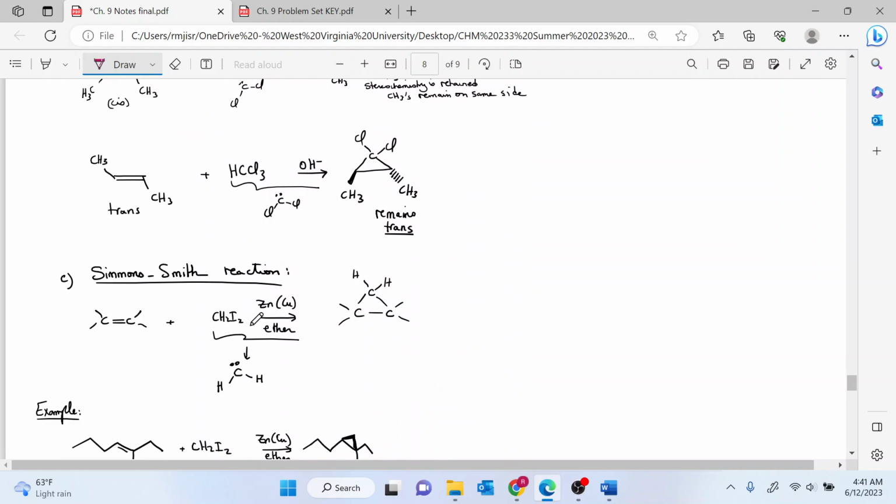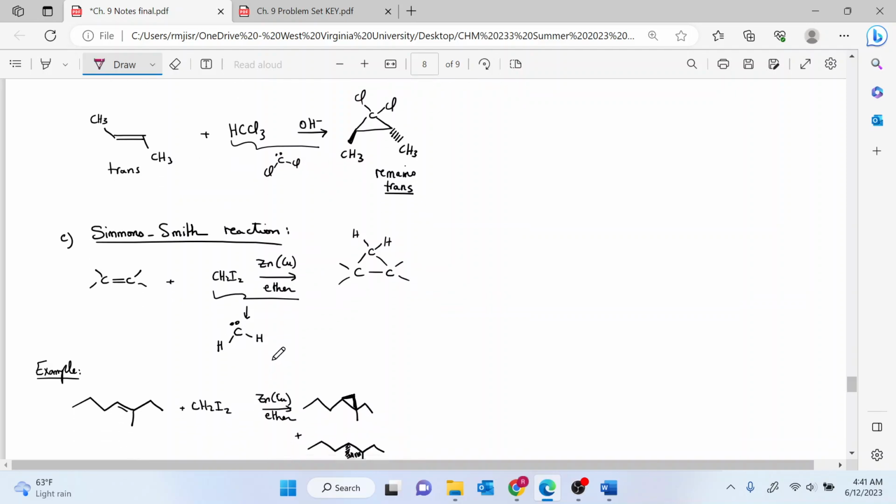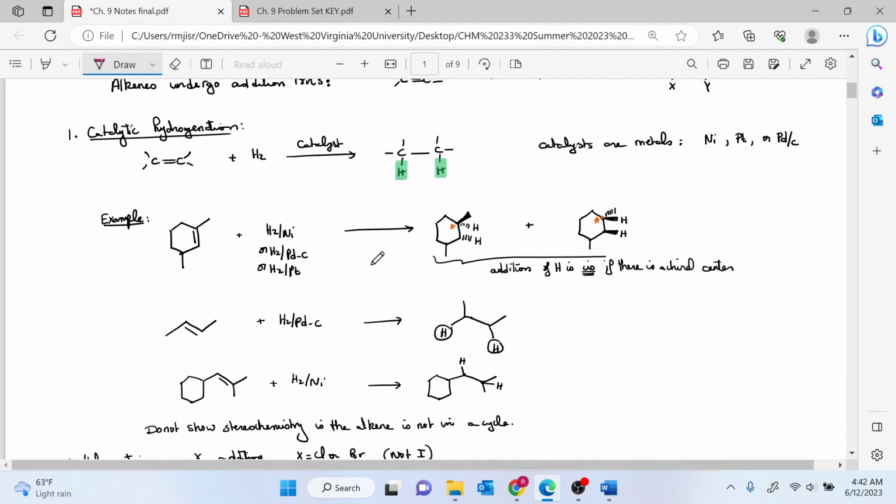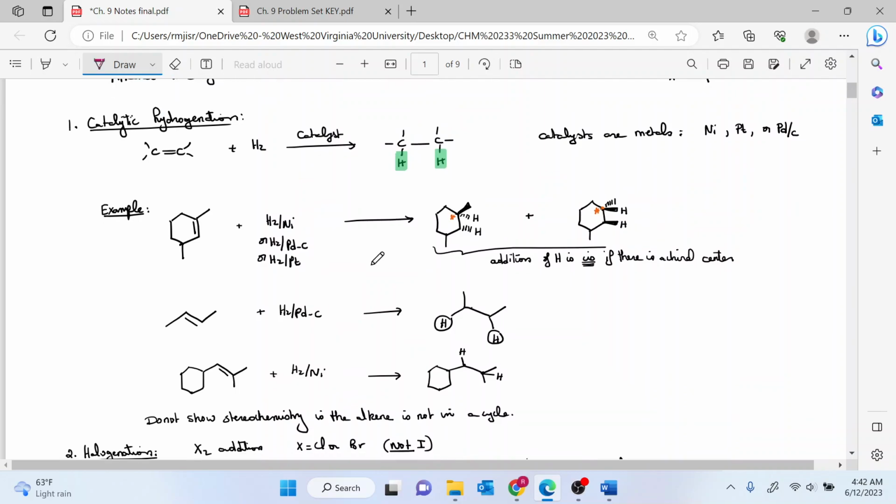Another way that you can form a carbene is by reacting CH2I2 in presence of zinc, copper, and ether. All of those are going to form carbene. You're not responsible for the mechanism of this reaction. Just know that all of those are going to make carbenes, and the carbene are going to add to form a cyclopropane structure. The last reaction in this chapter is the hydrogenation.